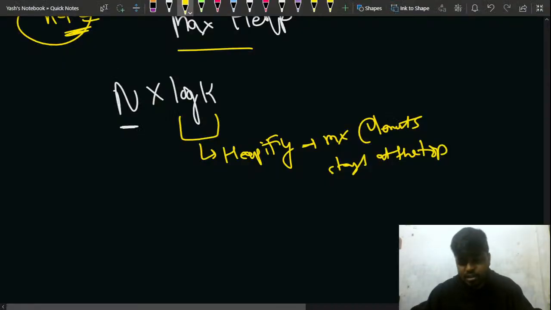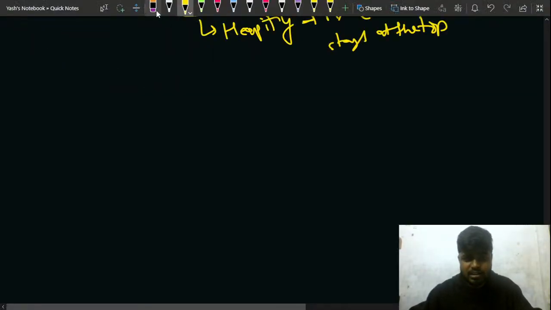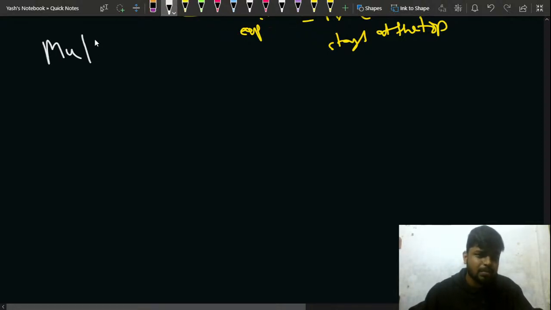Now there can also be a third solution for this. You can use a data structure known as multimap, or in C++, multiset. How does multiset help me?